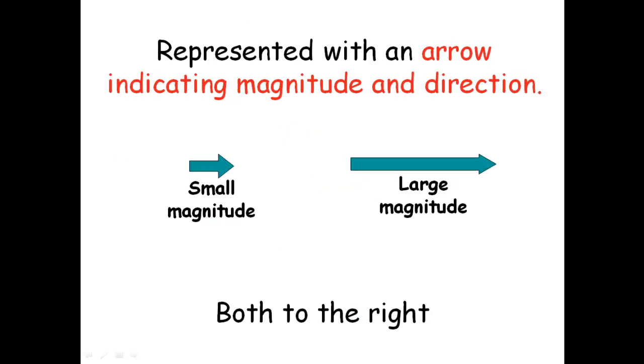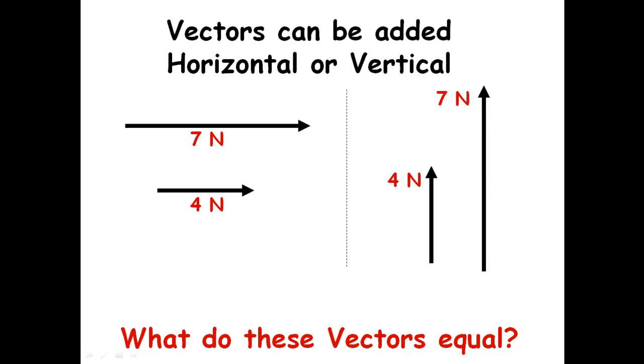The way we show vectors are arrows. With an arrow, we can change the length, and that would, of course, then show how big it is, meaning we have a greater magnitude or a greater amount of something. And of course, an arrow points to some direction. So we have two different magnitudes shown. One's large, one is small, but they're both to the right. We must talk about direction.